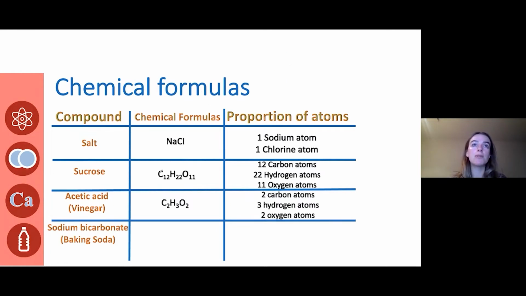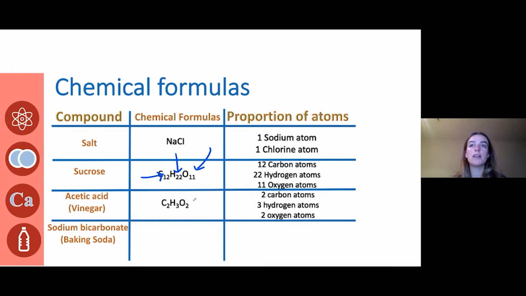So from my periodic table, I look at C, I find it's carbon. I look at H, I find it's hydrogen. And I look at O and I find it's oxygen. I then go and look at the next one, and I've got acetic acid, which is basically the chemical name for vinegar. So acetic acid is made of 2 carbons, 4 hydrogens, and 2 oxygens.